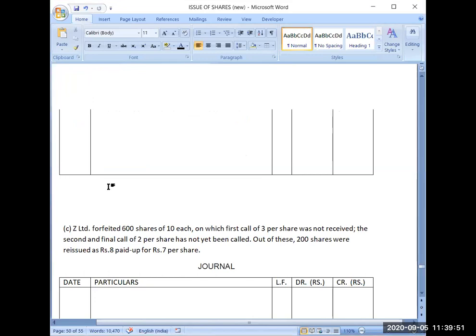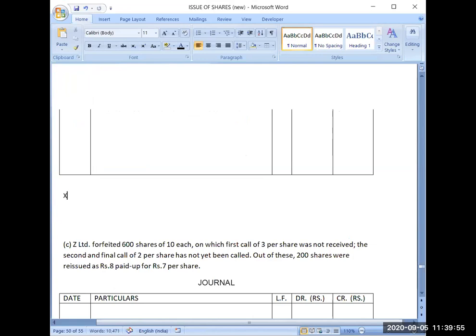Now, one question I am writing on your screen. Suppose X Limited issued 10,000 shares, rupees 10 each, 3 on application, then 3 on allotment, then 2 on first call, and balance on final call.